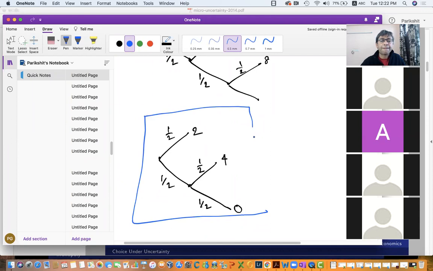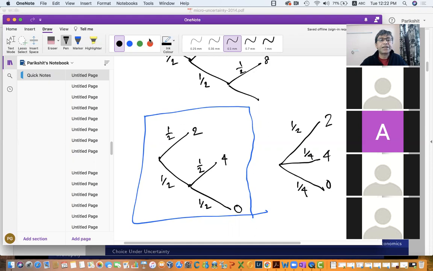Now, let's think of the final probability distribution induced by this lottery. At the end of the day, if this is the lottery I'm facing, what are the possible outcomes? 2, 4, or 0. What are the probabilities of these outcomes? 2 is probability half. 4 is probability 1/4. And 0 is probability 1/4, for 2 consecutive tails. Now, I can think of this as a lottery in itself.